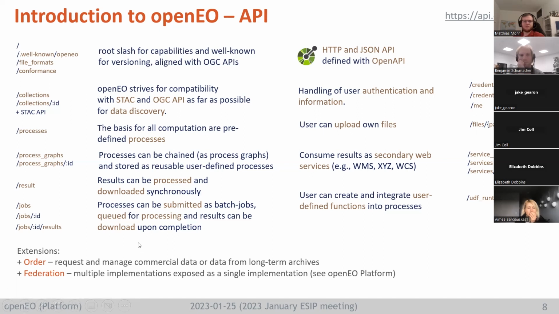Some extensions have been defined for the API. There's an order extension and a federation extension. Federation means if you have multiple implementations, you want to hide that behind a single entry point. That is what the openEO platform does. Then you can inform the clients about that. And order is for requesting and managing data from long-term archives or commercial data.